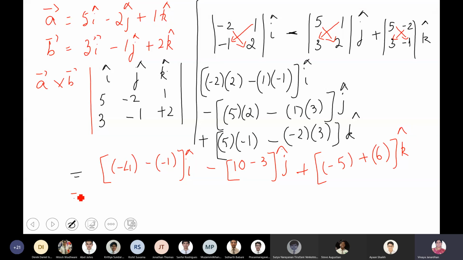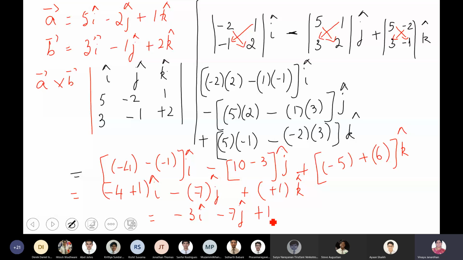So now what is this value? -4 plus 1 I cap, minus 7 j cap, 10 minus 3 is 7, plus -5 plus 6 plus 1 k cap. So the final vector will be minus 3 I cap minus 7 j cap plus k cap. This will be your final answer. Are you able to get this? Yes, ma'am.